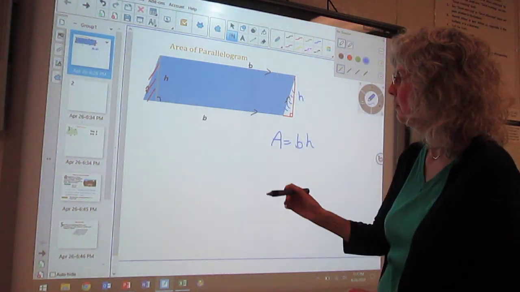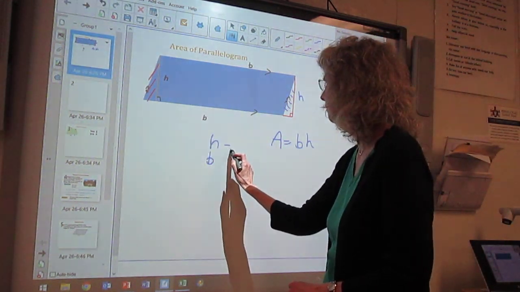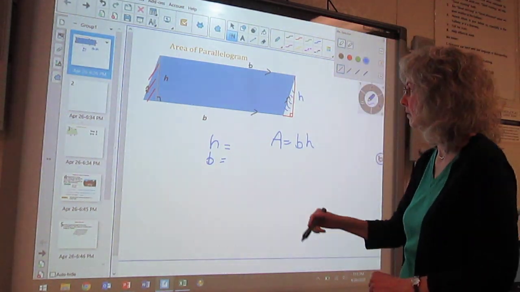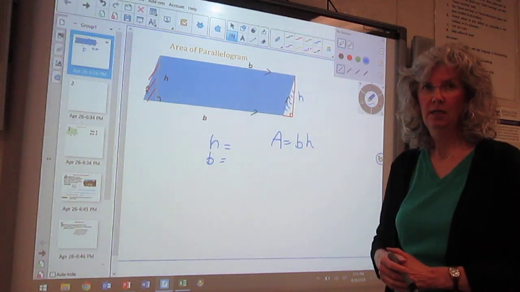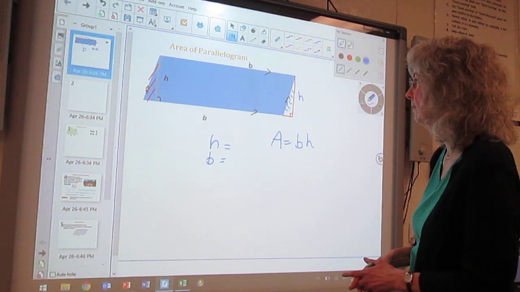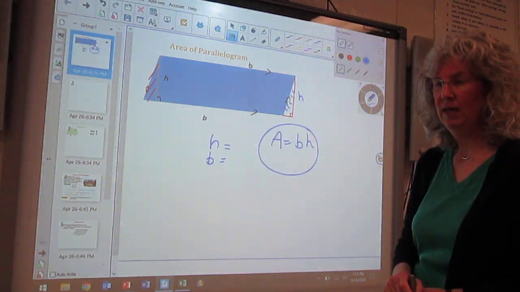The most important thing is to always list your H and B on a problem, because the most common mistake is accidentally taking the wrong dimension, especially the slant height. When you get to some more advanced problems, you might have to find that vertical height. So that is the area of a parallelogram.